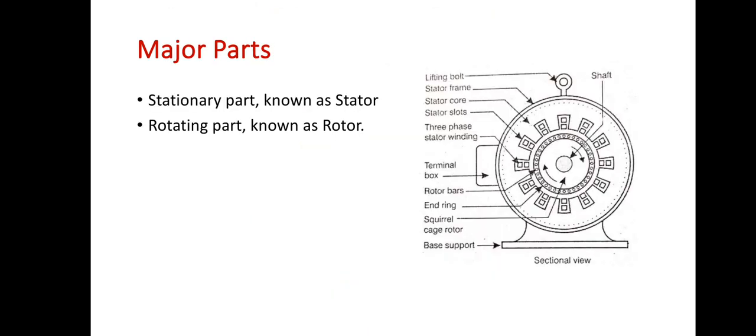I already said the major parts: the stationary part and the rotating part, stator and rotor. This is the cross sectional view of an induction machine. This will be your shaft. Then from the shaft we have the stator, having a stator core and stator slots. The stator core is made up of silicon steel. A number of stampings are put together to make a stator core. Then the small portion is the slot. In the slot portion we are going to fix our stationary armature winding.